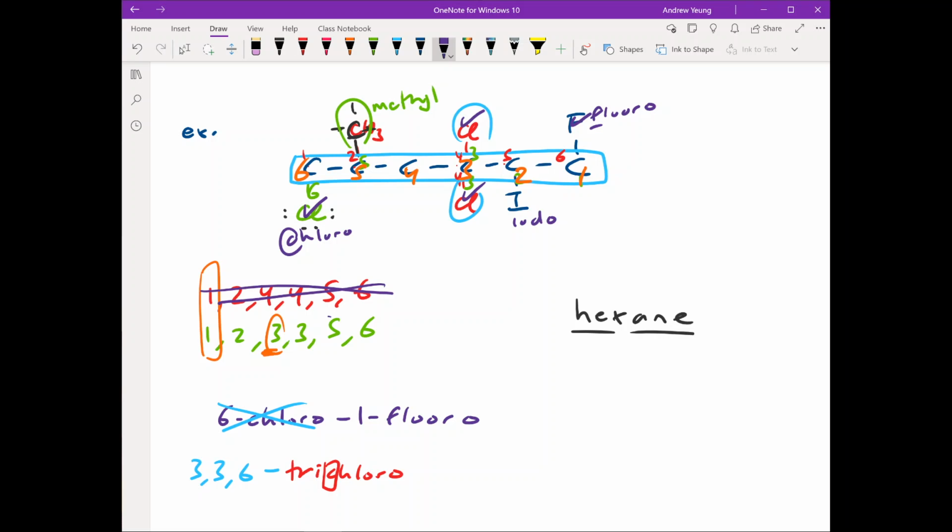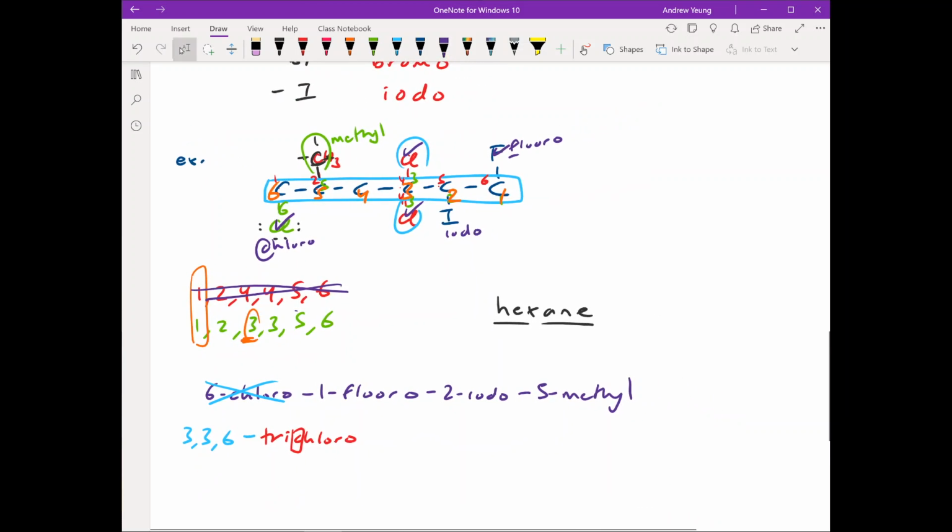I comes before M. I is on position 2, so we have 2-iodo. At position 5, we have a methyl. And then finally, last, we're going to put this hexane. The parent is always the ending of the name here. Let's just swap that into there.